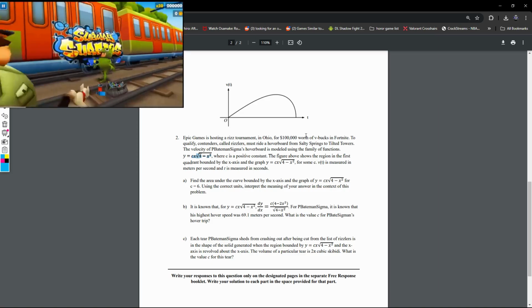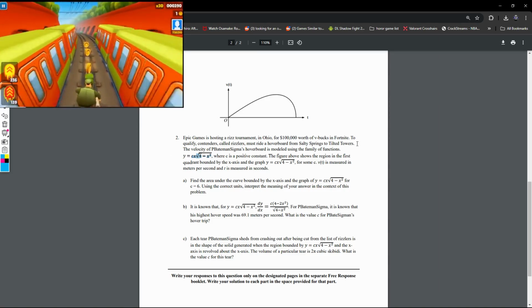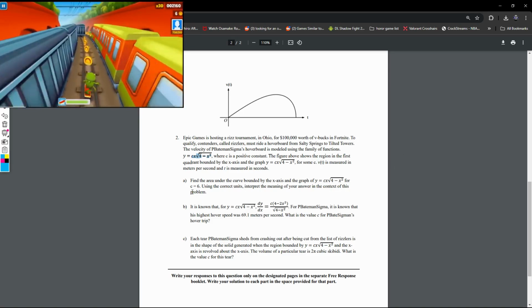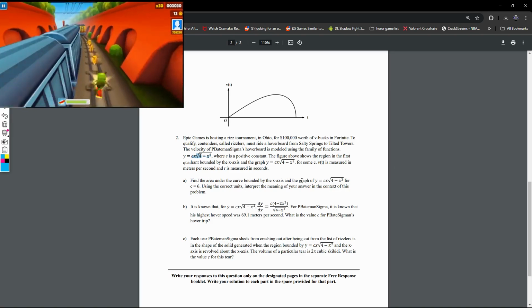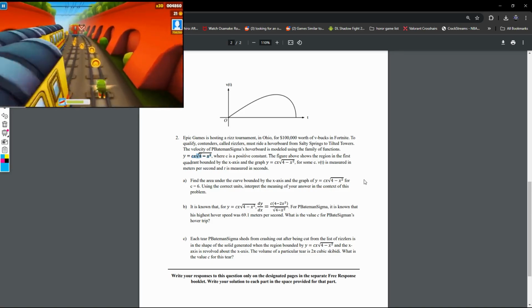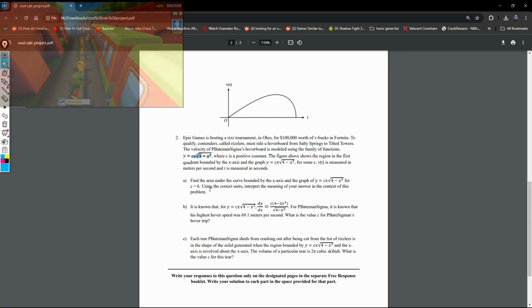Because we did at least 20 to 30 trillion practice problems like this in class, let's just jump straight into it. Find the area under the curve bounded by the x-axis and the graph y equals c x √(4 − x²) for c equals 6. Using the correct units, interpret the meaning of your answer in the context of this problem.